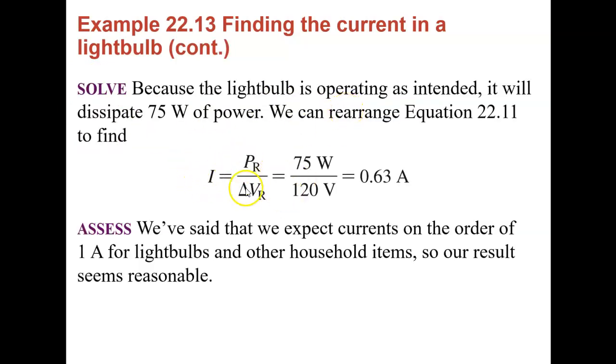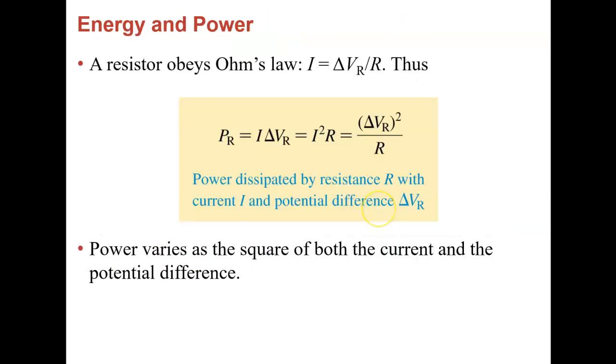So current is power divided by voltage. We just rearranged the previous equation. So 75 watts divided by 120 volts is 0.63 amps of current. And most current that moves through most things in your house is right around an amp or a little bit less. So that means that's reasonable.